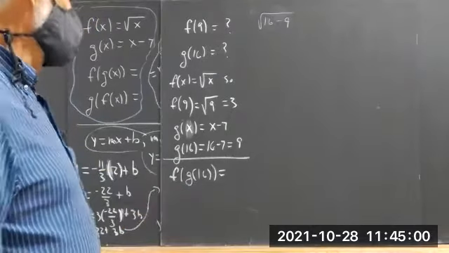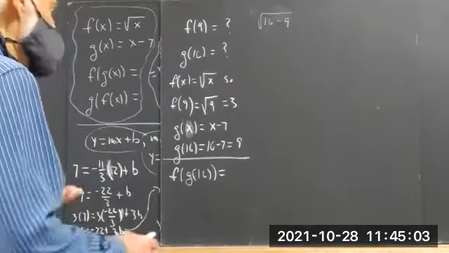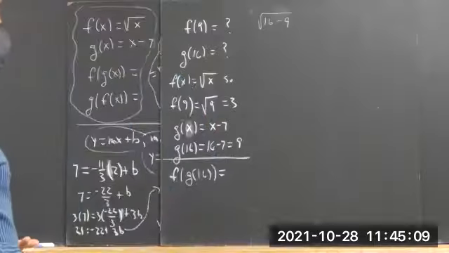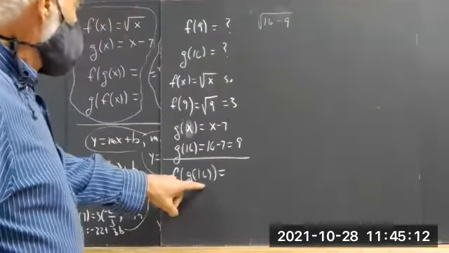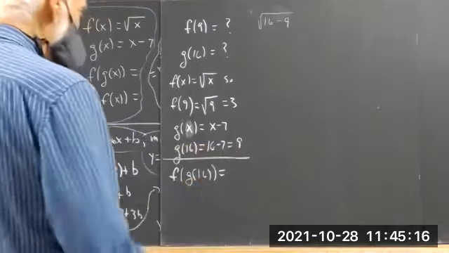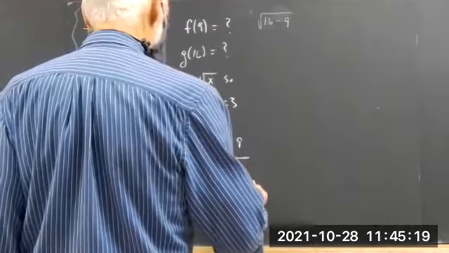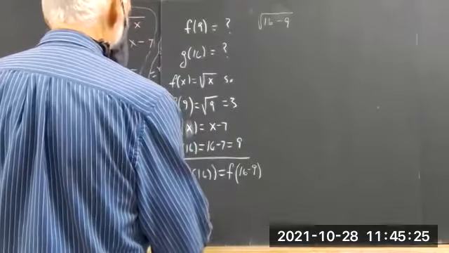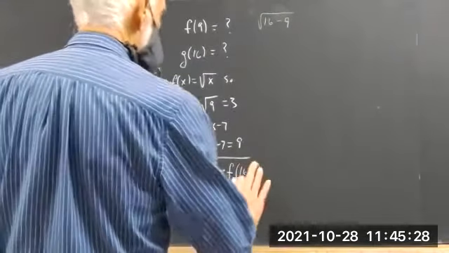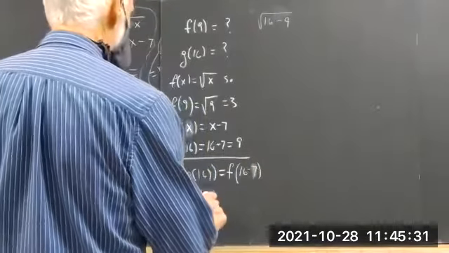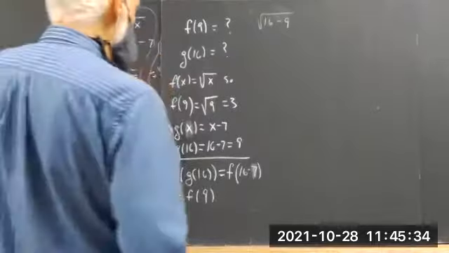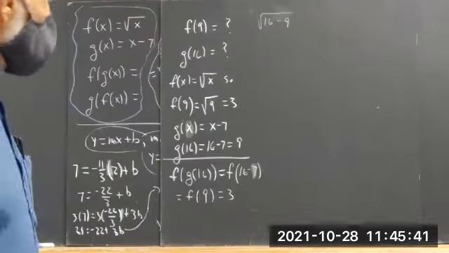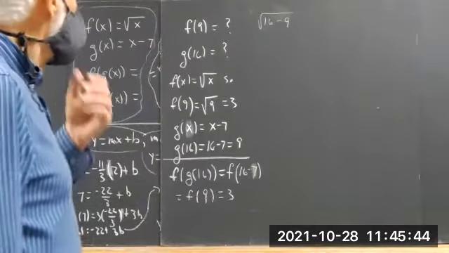Okay, f of g of 16 is what? Well, I can do it the way I was going. We know what g of 16 is. It's 9, right? So that's f of 16 minus 7, which is f of 9. And up here I already did that. You know that f of 9 is 3. So using what we already did, we can do this.